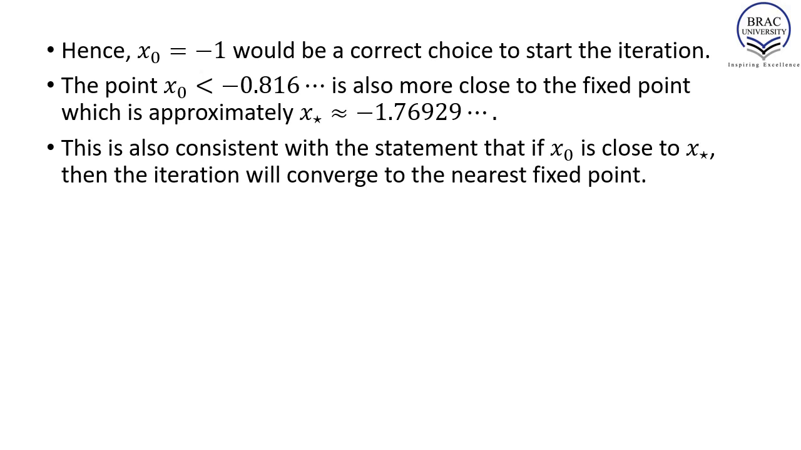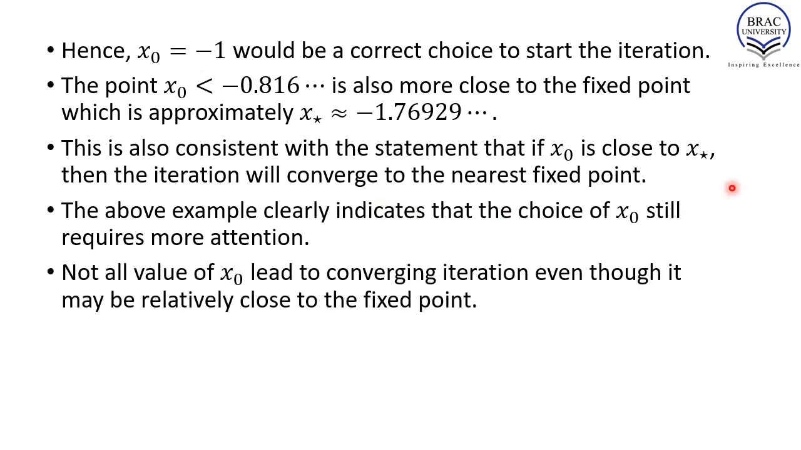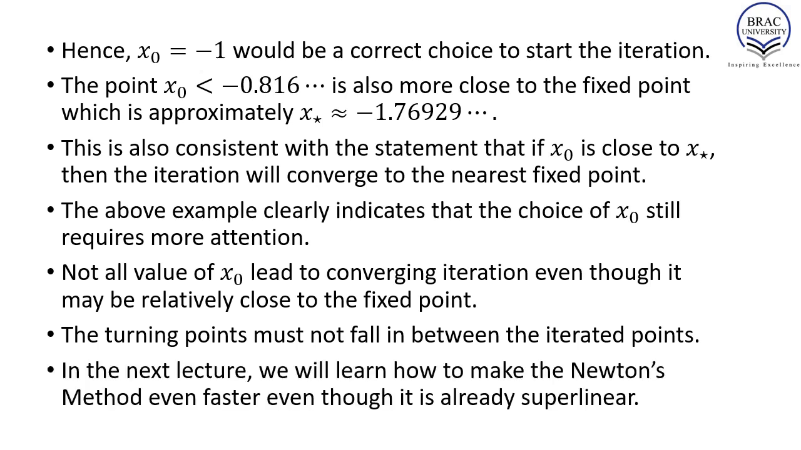This is also consistent with the statement that if x0 is close to x star, then the iteration will converge to the nearest fixed point, as you already learned from the contraction mapping theorem. The example clearly indicates that the choice of x0 still requires more attention. Not all values of x0 lead to a converging iteration, even though it may be relatively close to the fixed point. The turning point must not fall in between the iterated points. That is the important point.